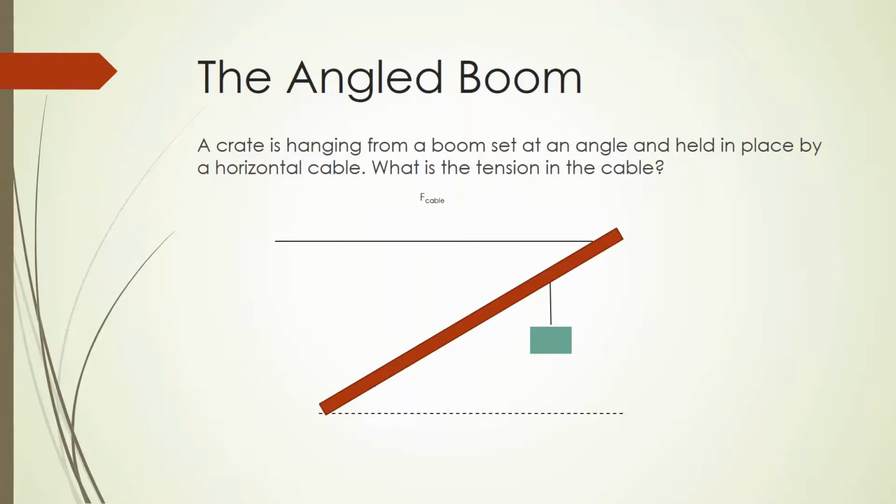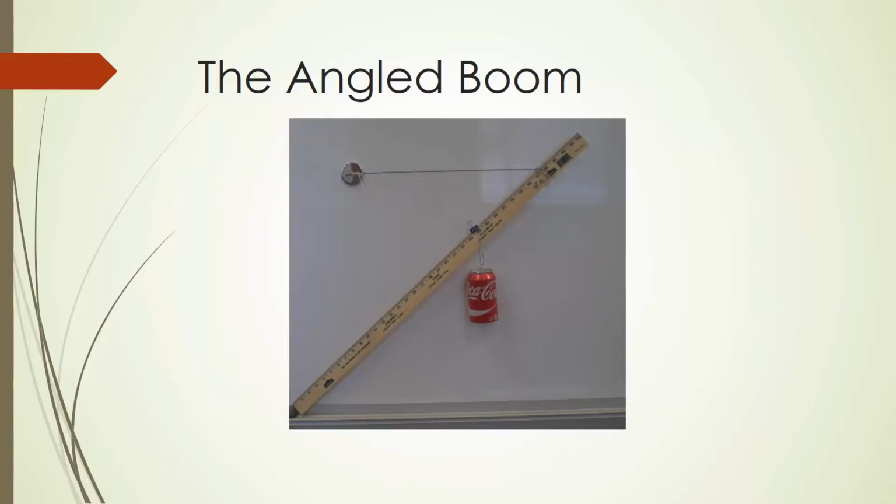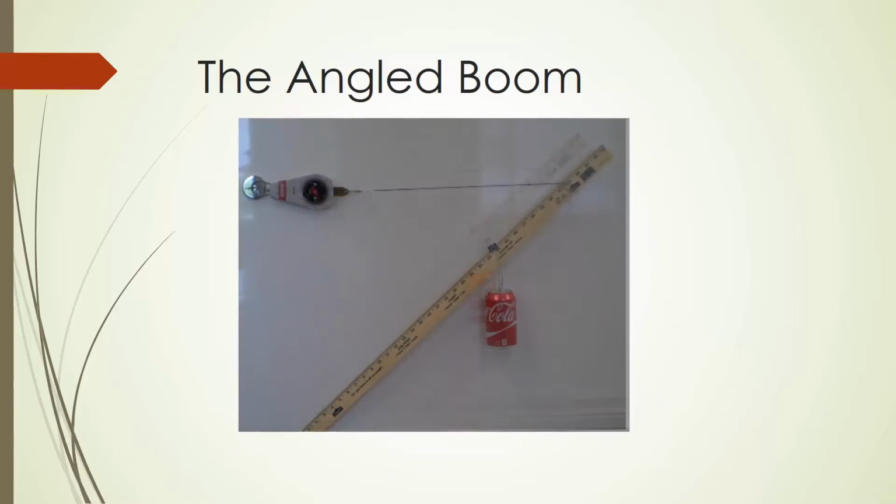The third system is the angled boom. A crate is hanging from a boom set at an angle and held in place by a horizontal cable. What is the tension in the cable? In this physical system, the angle, mass, and hanging point are arbitrarily chosen. This photo shows how to measure the tension in the horizontal string.